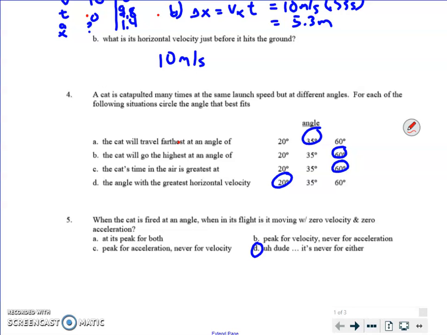Number 5 gave a lot of you trouble. When is it not moving with zero velocity? The answer is never. It's always moving forward.